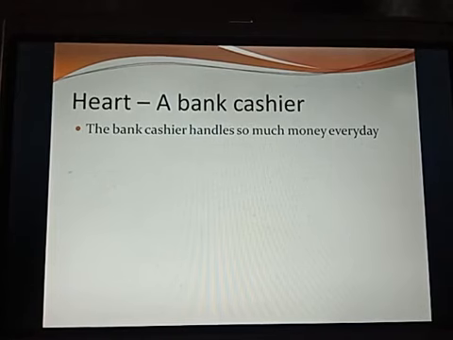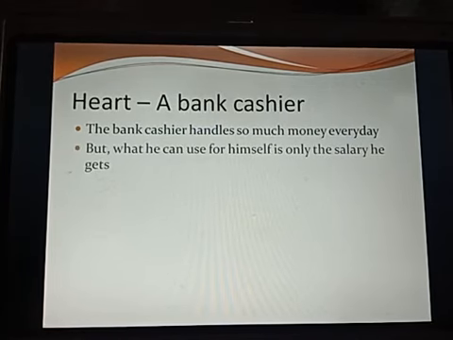He handles so much money every day, lakhs of money. But is he able to use any of that money for himself? No. What he can use for himself is the salary. He cannot use the money that he is handling, the money that is handed over to him, except the salary which is given at the end of the month.